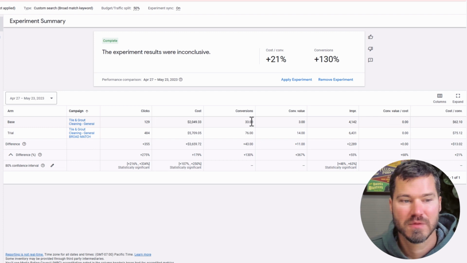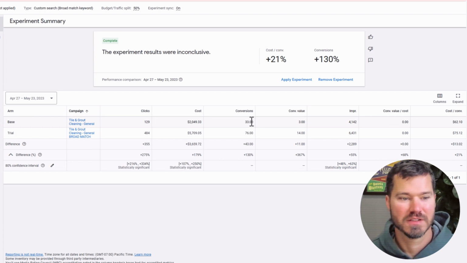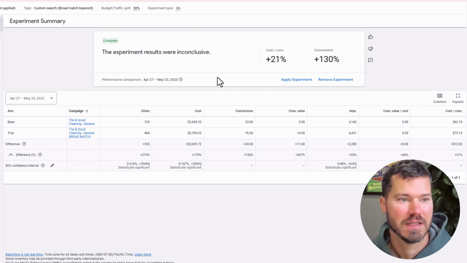So I didn't do anything on this one. There could be quality issues here. It's kind of a broad range of keywords and searches. The conversions could be low quality, and that'd be something I have to kind of look into a little bit.